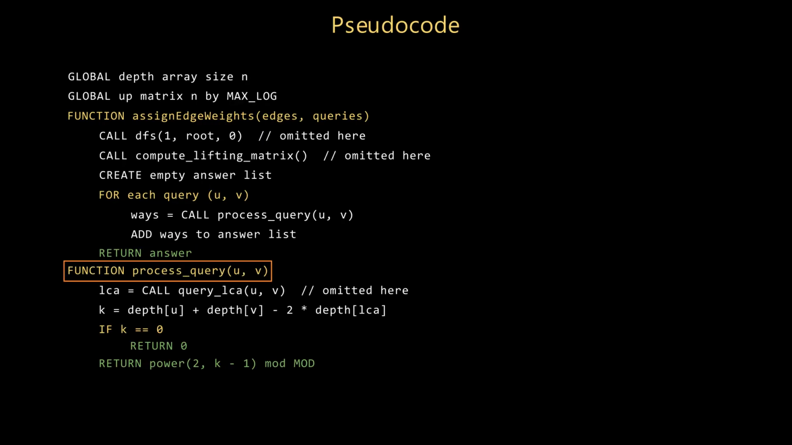The helper handles one query from U to V. Find their lowest common ancestor with binary lifting, omitted here. Path length k is depth U plus depth V minus twice the depth of the LCA. If k is 0, there are no edges on the path. Return 0 immediately. Otherwise return 2 to the k minus 1, modulo mod.